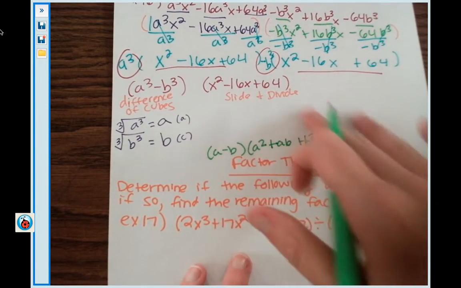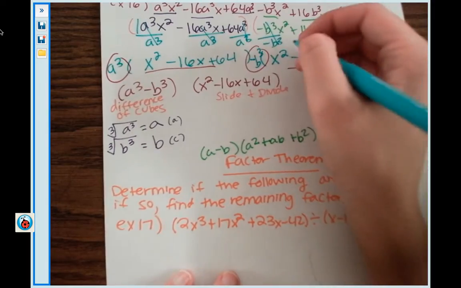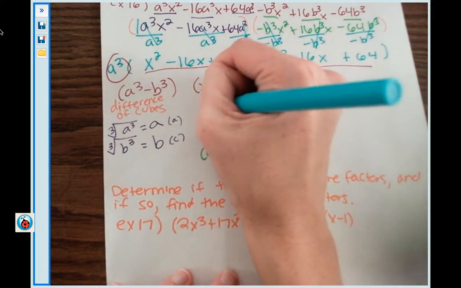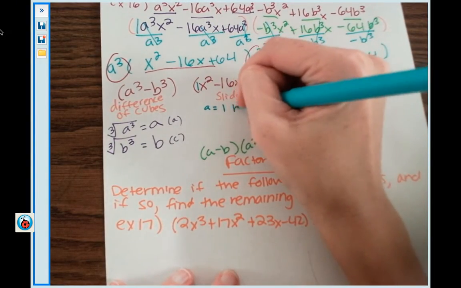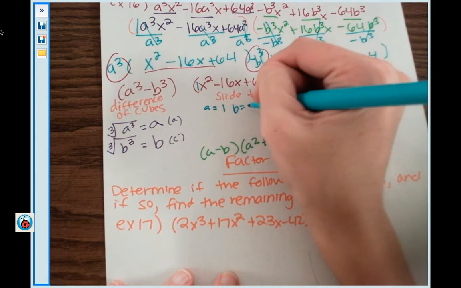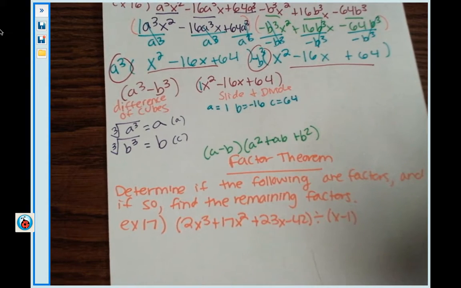Now I'm going to do slide and divide before I can get my final answer. So let's start sliding and dividing. When we slide and divide, I'm going to identify the a, b, and c real quickly. So the a is the number in front of the x squared, which is a 1. The b is the number in front of the x, which is negative 16. And the c is a 64, the number without the x.